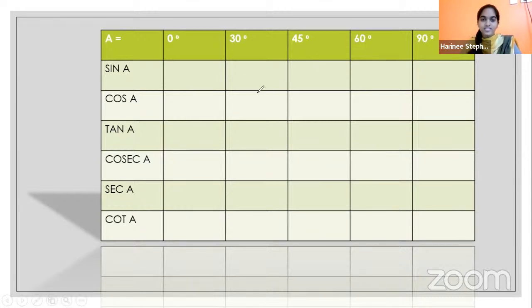How do you remember these specific angles easily, children? You can share your thoughts. How did you memorize it? Okay, can you tell quickly what is sine 0, sine 30, sine 45, sine 60 and 90?